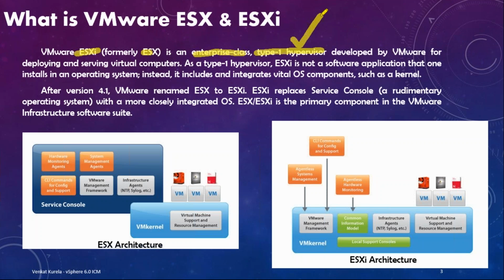This hypervisor concept is industry standard. If somebody says Citrix XenServer is a type 1 hypervisor, then you know, hey, a type 1 hypervisor is a bare metal operating system. It is an operating system itself, so it can go directly get installed on top of the hardware. When somebody says type 2 hypervisor, well, it is an application, and I've explained to you the difference between operating system and application. Got it? That's all. So VMware ESXi is a type 1 enterprise class hypervisor developed by VMware for deploying and serving virtual computers. That's all. Don't go any further.